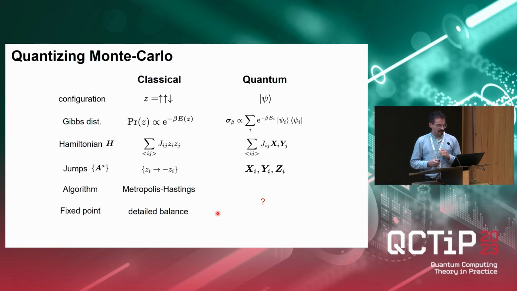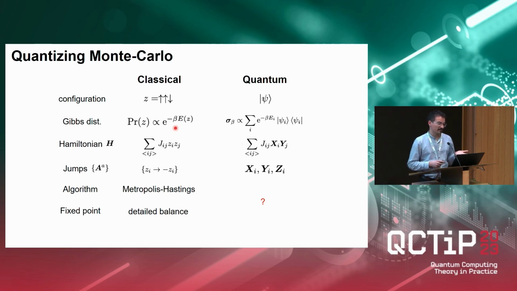So now on the left side, you see this classical Monte-Carlo, where you have classical spins, and the probability is just this diagonal matrix, this distribution weighted by energies. And you have classical Ising models, say, and jumps are just single-site bit flips. And this is the Metropolis-Hastings algorithm, which relies on detailed balance to show correctness.